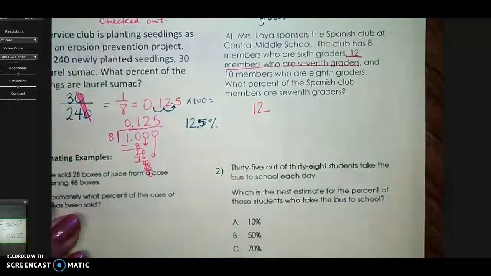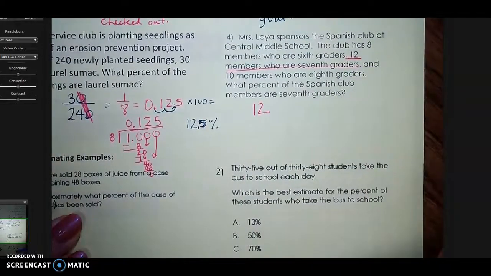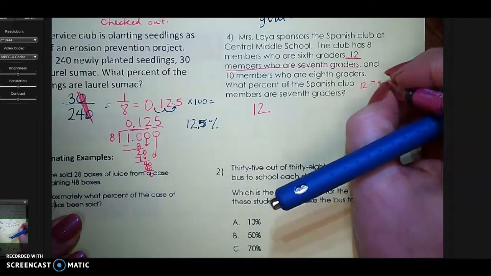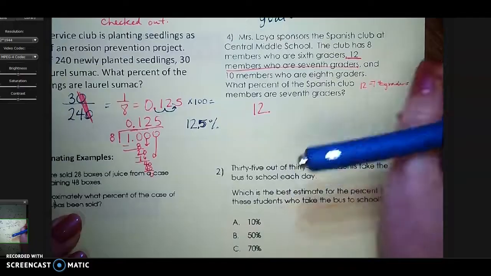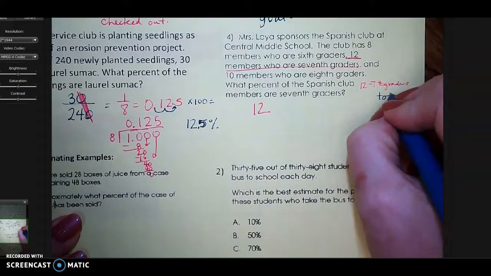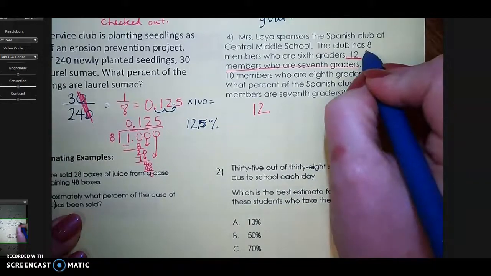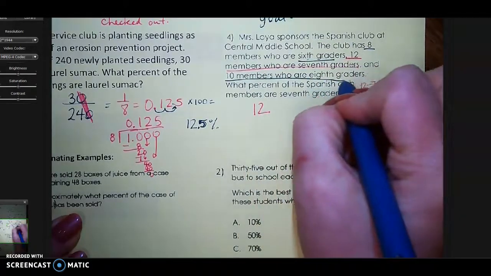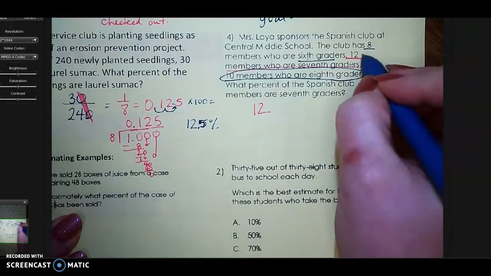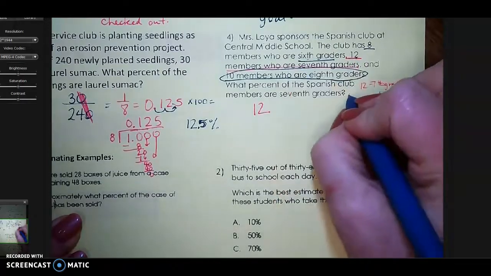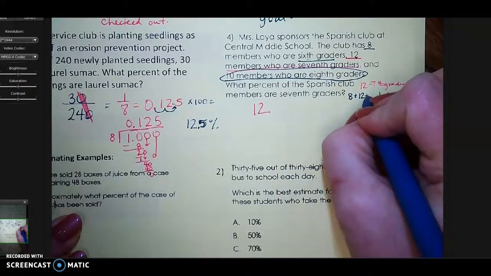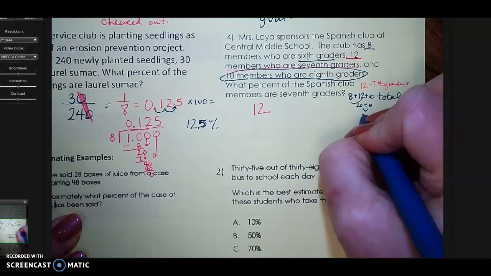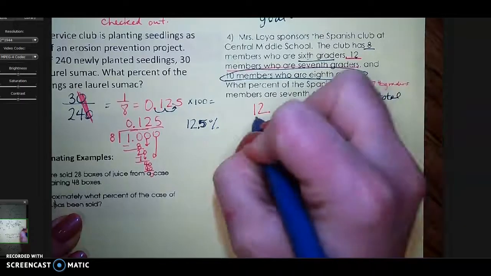And then I need to find my total. So if there's 12 7th graders, I want to know total how many kids there are. Well, there's 8 who are 6th graders, and then there are 10 who are 8th graders. So 8 plus 12 plus 10 gives me a total of, that's 20 plus 10, so it gives me a total of 30.